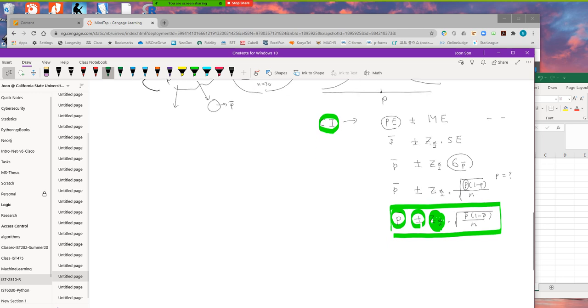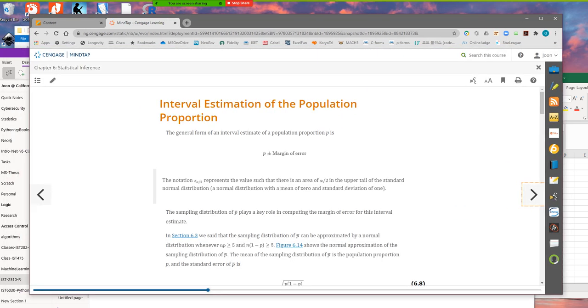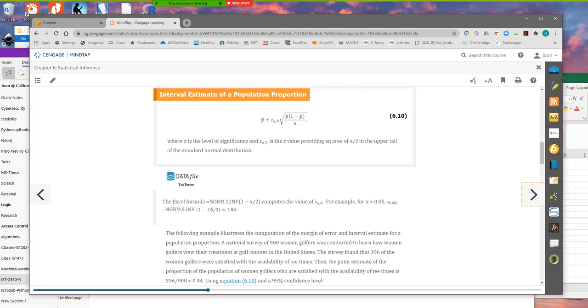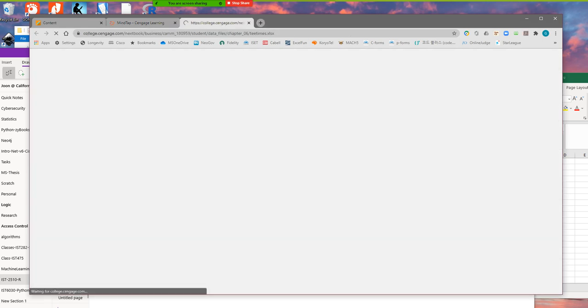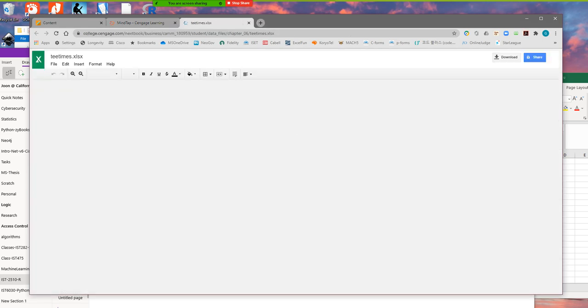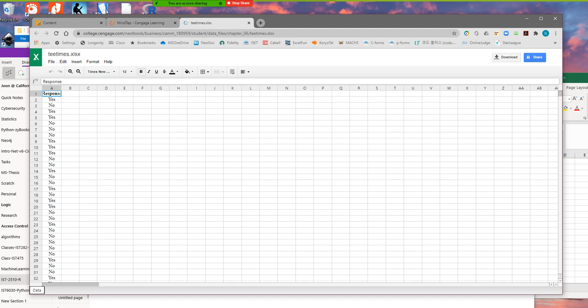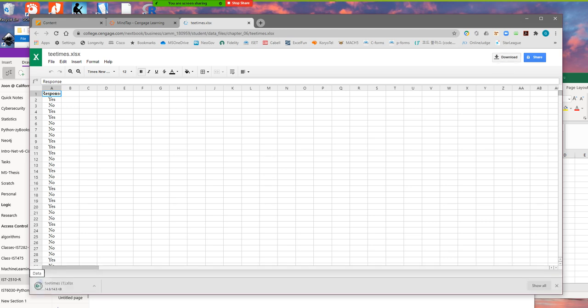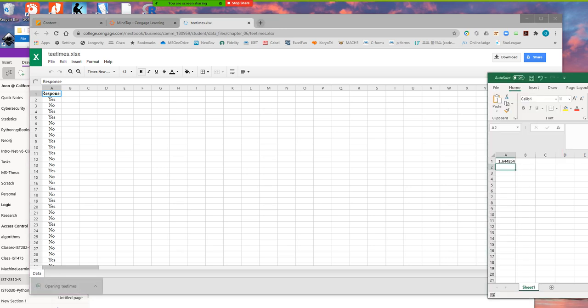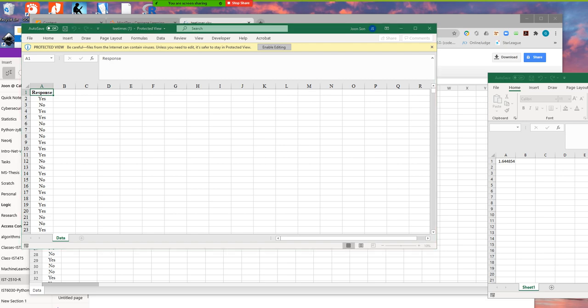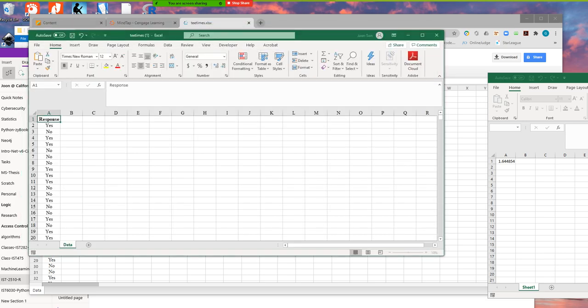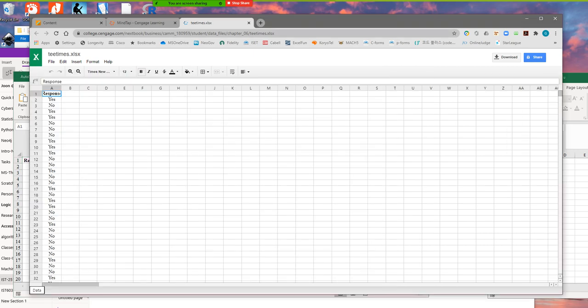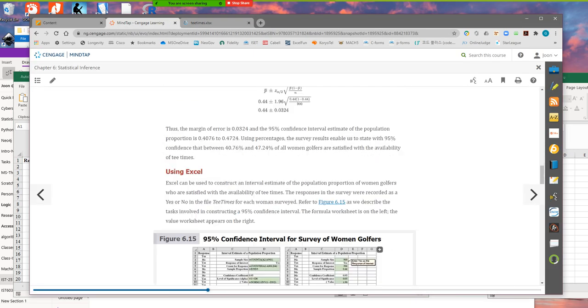Now, let's just use one example, and let's take a look at this data. Go to the data, and then download this file. Okay, so I'm going to enable editing. Now this is the data file, and let's take a look at this example.